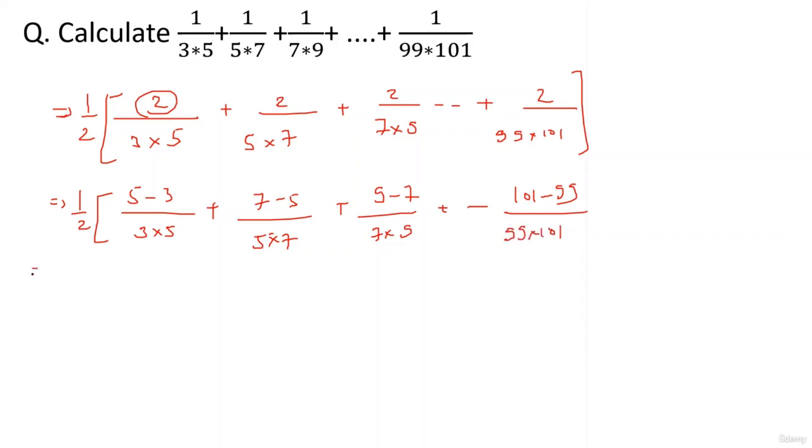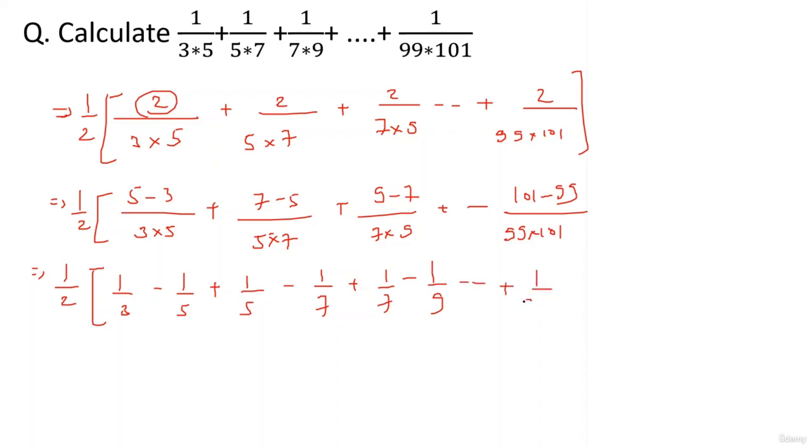Again separating denominators, तो half तो बाहर ही रहेगा. 5 5 cancel, 1 by 3 minus 1 by 5. 7 7 cancel, plus 1 by 5. 5 5 cancel, minus 1 by 7. 9 9 cancel, 1 by 7. 7 7 cancel, okay, 1 by 9. Okay, this goes on continuing. वैसे यहाँ पे क्या आएगा? Plus 1 upon 99 minus 1 upon 101.